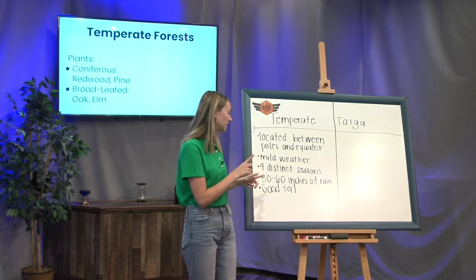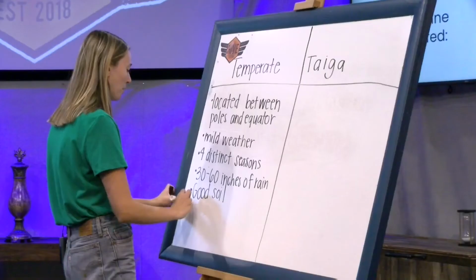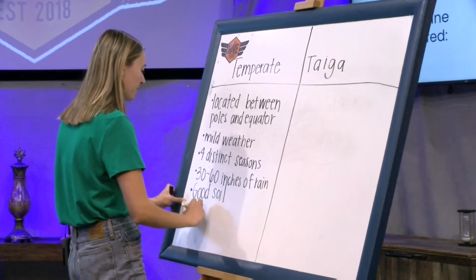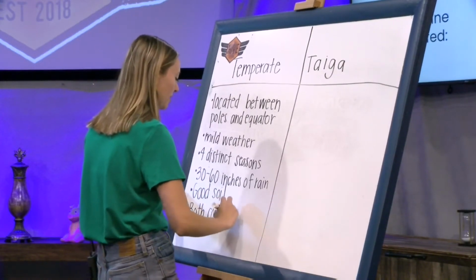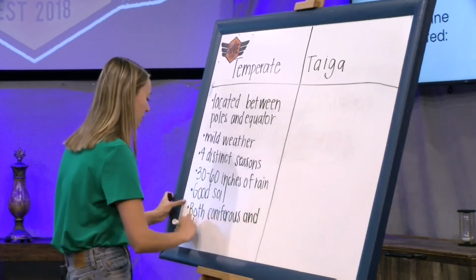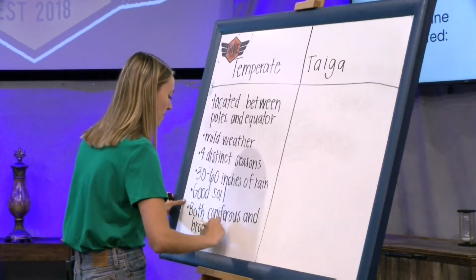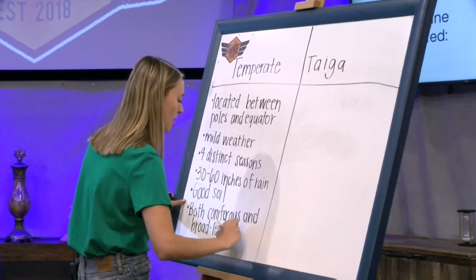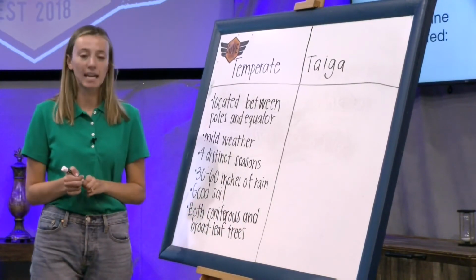Awesome. Let's write some notes down. So you can say both coniferous, that's kind of a hard word, huh? Coniferous and broadleaf trees. Okay. Now, let's slide and we'll talk about the animals.